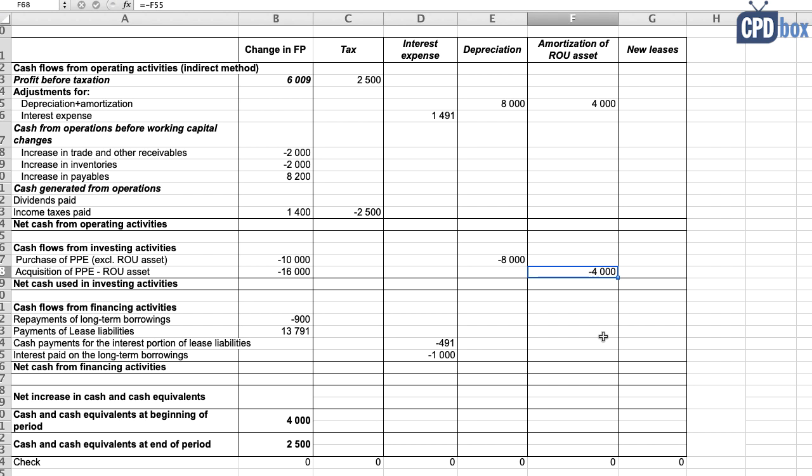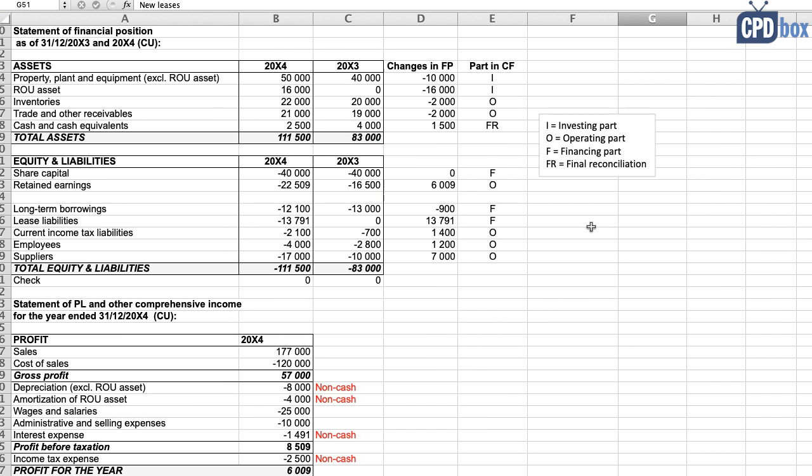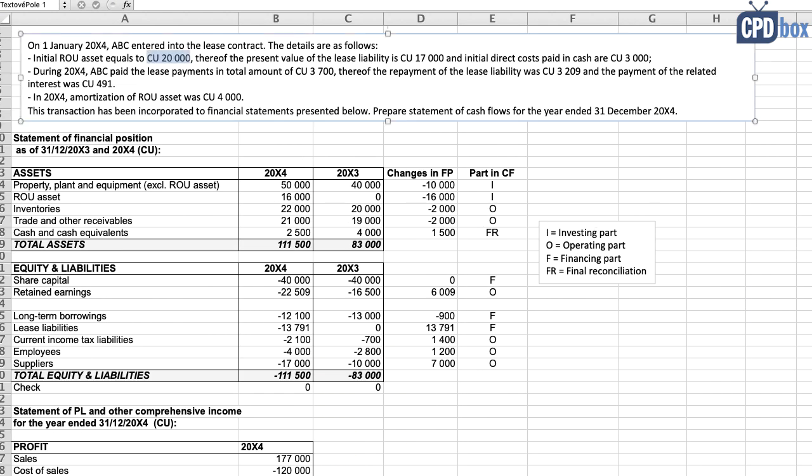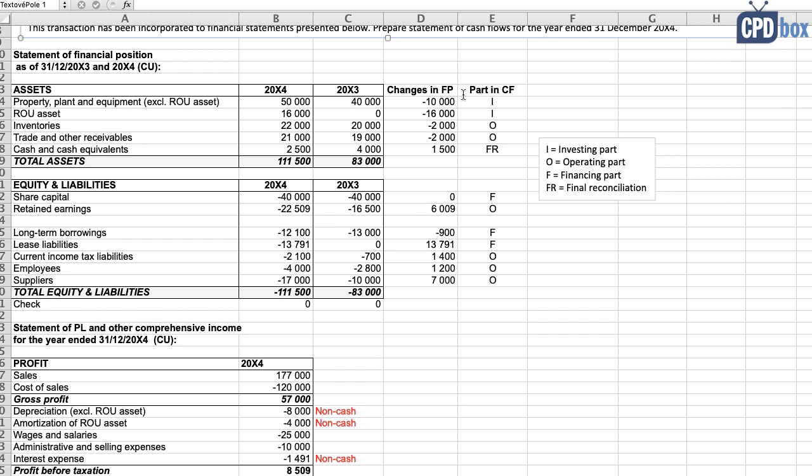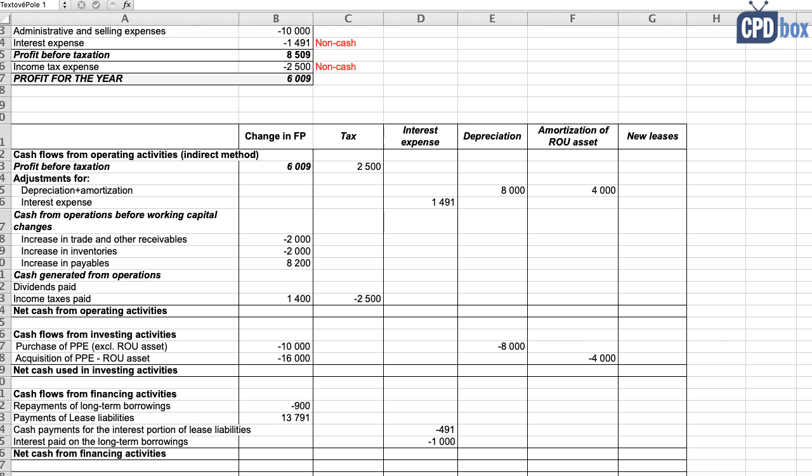Now we are getting to another non-cash item, which is not obvious so much from the statement of profit or loss and other comprehensive income, but you should keep it in mind when dealing with leases. Acquisition of assets under the leases is a non-cash item initially because no cash moves, well, apart from these initial direct costs, and therefore we need to adjust it. So, the initial change of right-of-use asset amounted to 20,000 currency units prior to amortization, but ABC paid only 3,000 for the initial cost, and the rest of it was new lease liabilities that are also a non-cash item. And therefore, we need to cancel these two non-cash items.